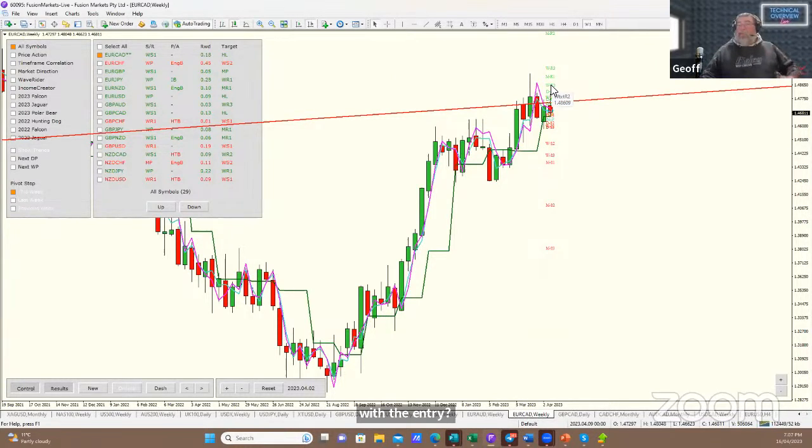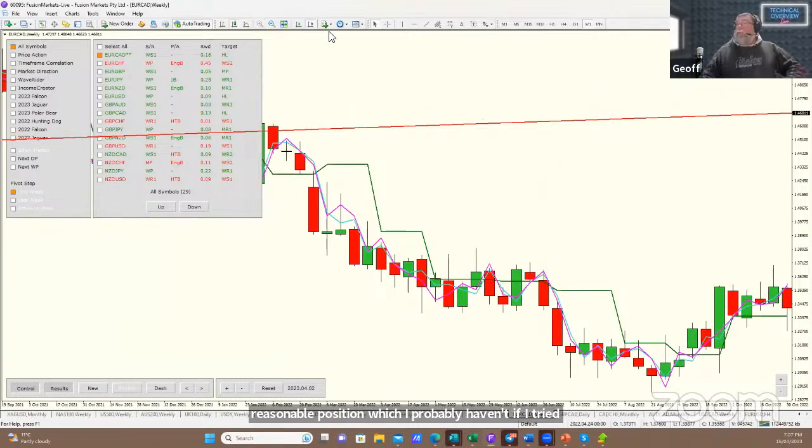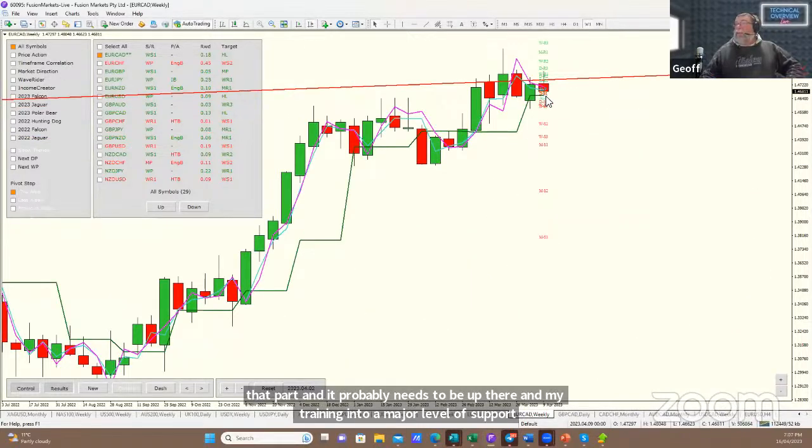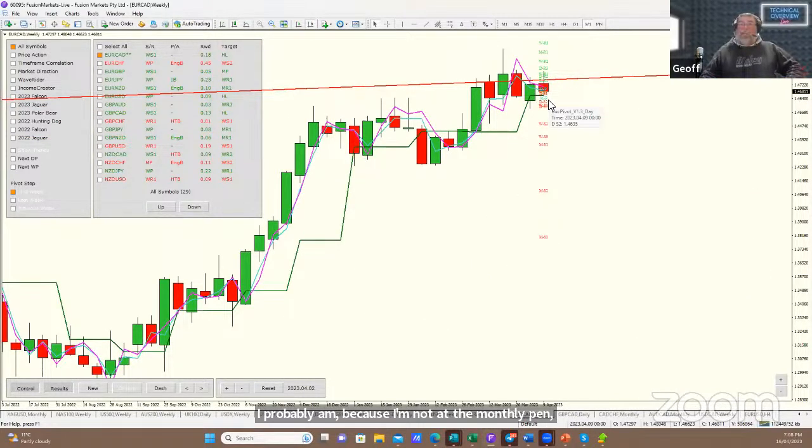And I would do the normal things. I would look at whether I'm trading into a support level, which I probably am, whether I've got my stop loss in a reasonable position, which I probably haven't if I trade that bar, and it probably needs to be up there. Am I trading into a major level of support? I probably am, because I'm right at the monthly pivot. So that doesn't look so attractive to me anymore. And of course, we've got that CAD news event that we need to take into consideration as well.